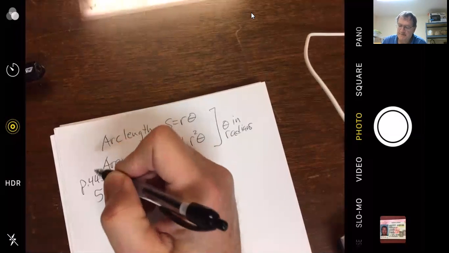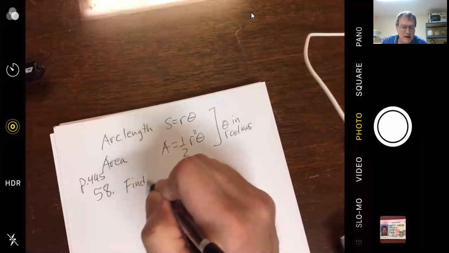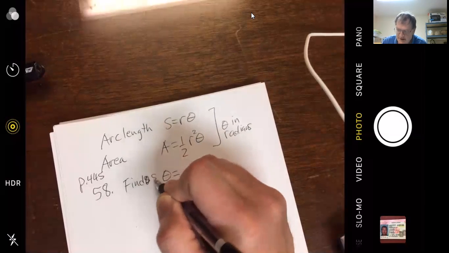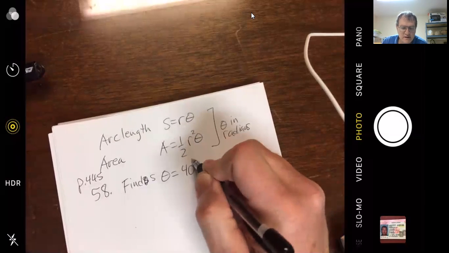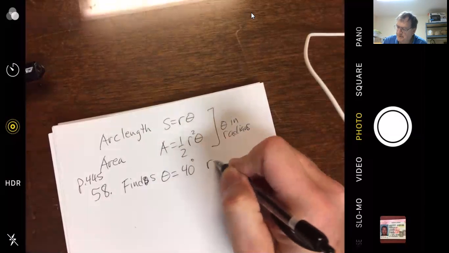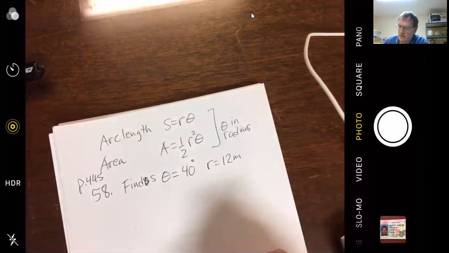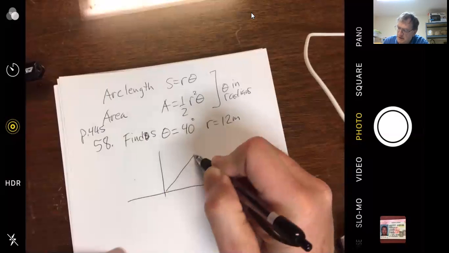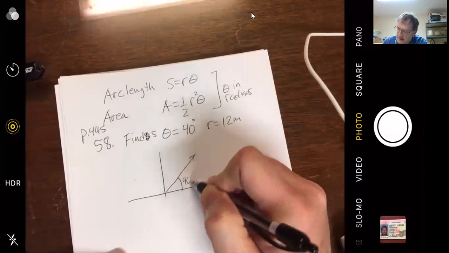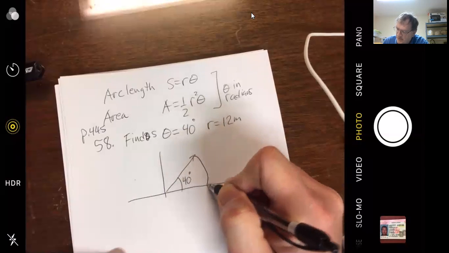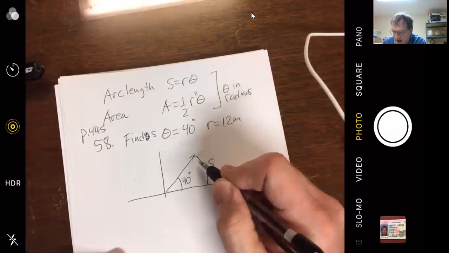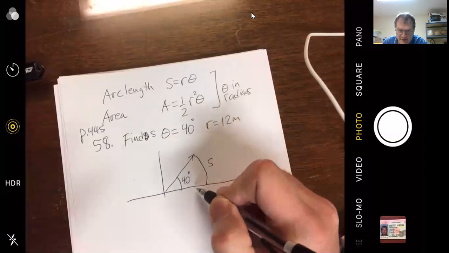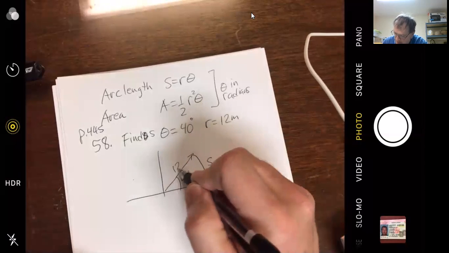Find S. Theta is 40 degrees. Radius is 12 meters. All right, so if you want a picture of that, 40 degrees is just below 45. You're finding S, that arc. That's not a right angle there. That's an arc along the right angles back here. This is not about that. And your radius is 12 meters.